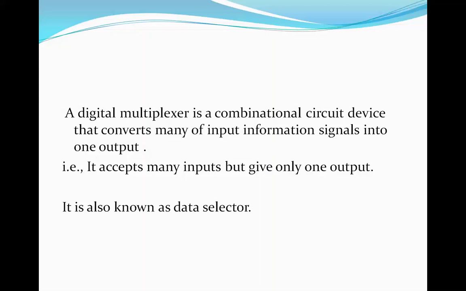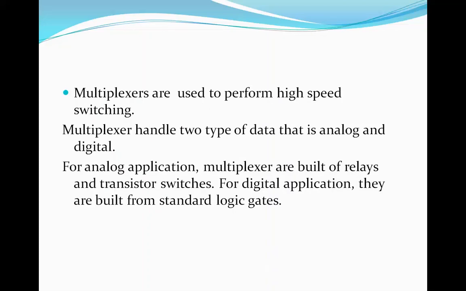So if we have n inputs to the multiplexer, it will select only one of these n inputs as its output. Therefore it is also known as the data selector. Now multiplexers are used to perform high speed switching. Multiplexers handle two types of data, analog and digital. For analog applications, multiplexers are built of relays and transistor switches. For digital applications, they are built from standard logic gates.